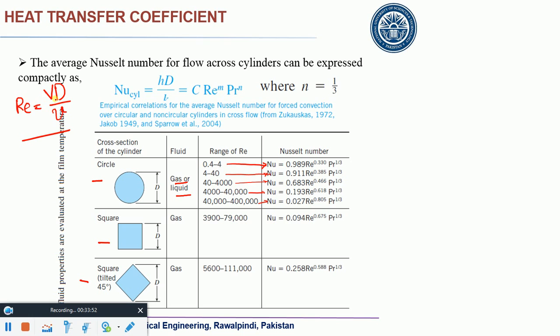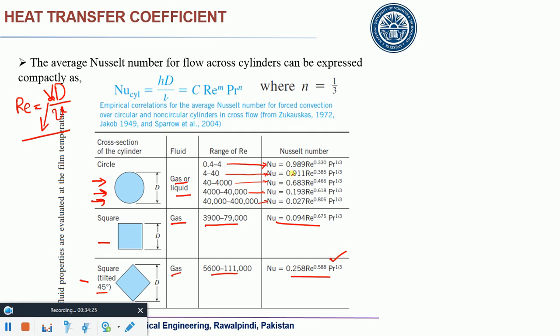Okay, and generally this V is what? This is the oncoming velocity. This is the velocity which is coming onto the cylinder. Okay, so you can see that. So for a square, if you use a gas, this is the relationship. If you have a square which is tilted at an angle of 45 degrees and the fluid is gas, this is the Nusselt number, Reynolds number relationship, which you can have in a few different applications.